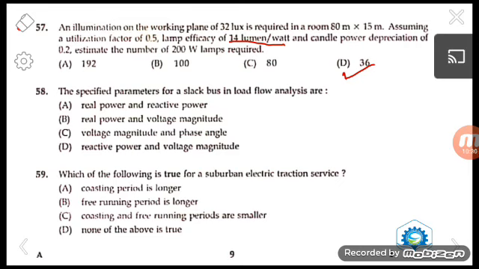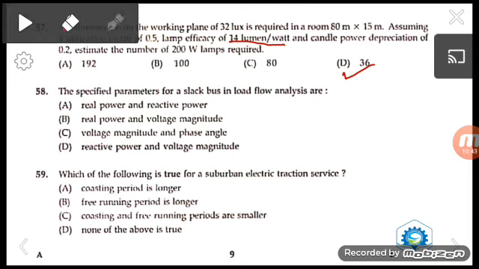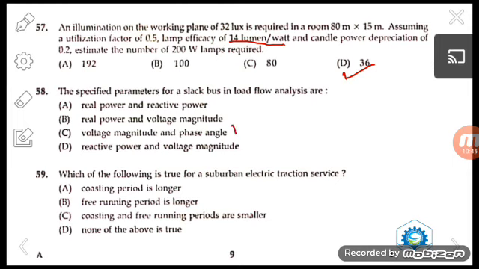And the next one is, the specified parameters for a slack bus in load flow analysis are. And here for a slack bus, the known values are the voltage magnitude and phase angle. And for a load bus, the known values will be active and reactive power, that is P and Q. And for a generator bus, the known values will be active power and voltage magnitude, P and V.